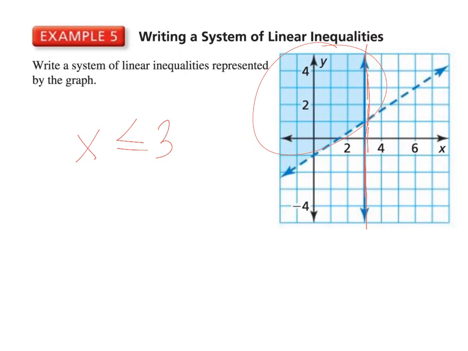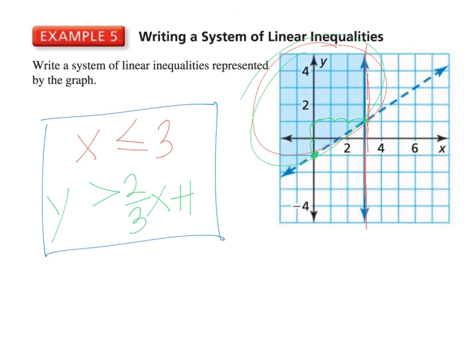Now for the dashed line. Here's my y-intercept. That's 1. And then I'm shading above that line, so it's going to be greater than. And the line is dashed, so there's no equal sign. What's the slope? I'm going to go up 2, and I'm going to go right 3. So it's 2 over 3, then x plus 1. We don't really have to polish anything up here, so that's it. There's our system of inequalities to describe this graph that we're looking at.